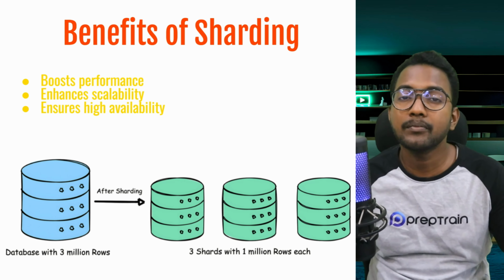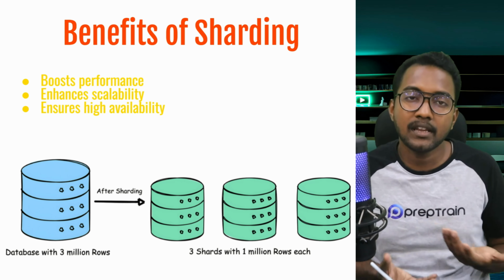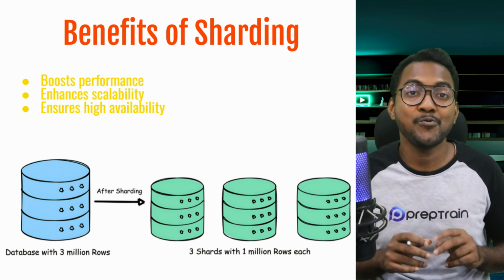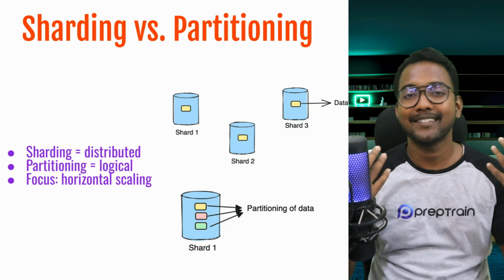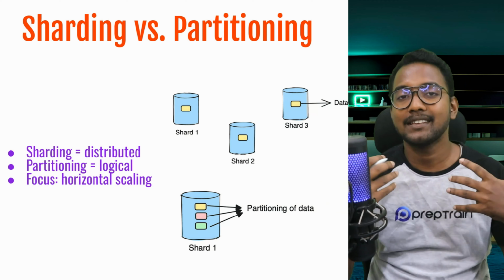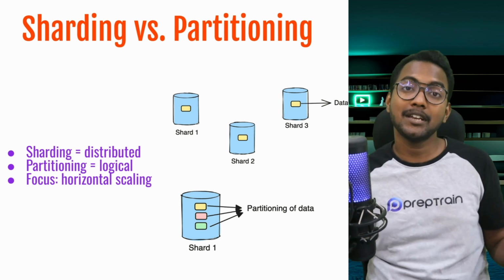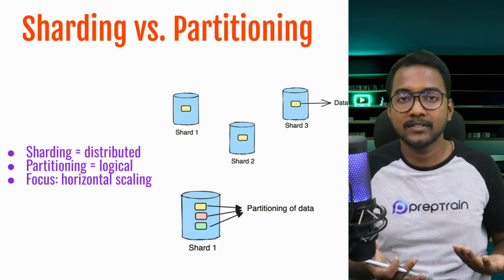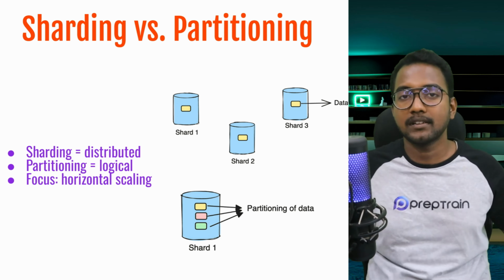So having explored the benefits, let's move on to the next slide where we will differentiate between sharding and partitioning to clarify these two different concepts. It's important to differentiate between sharding and partitioning as they are often confused. Sharding distributes data across multiple servers. It's a technique for horizontal scaling in distributed systems. For example, user data for different regions might be stored on separate servers.